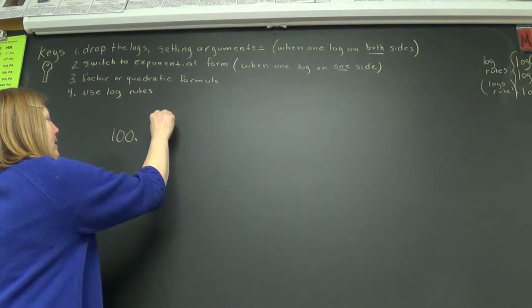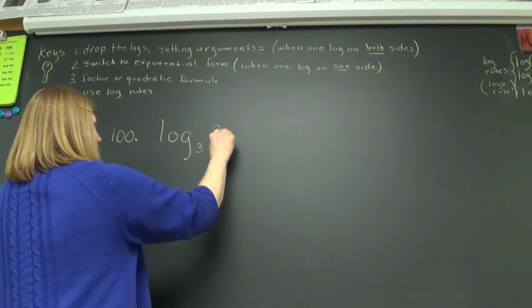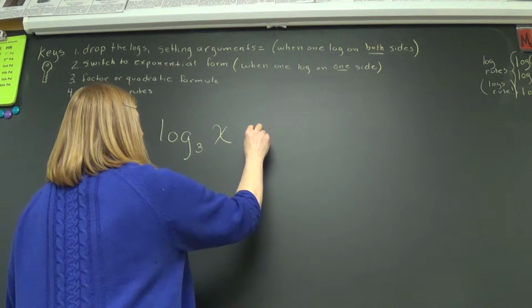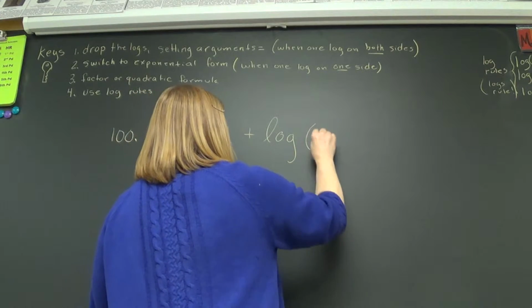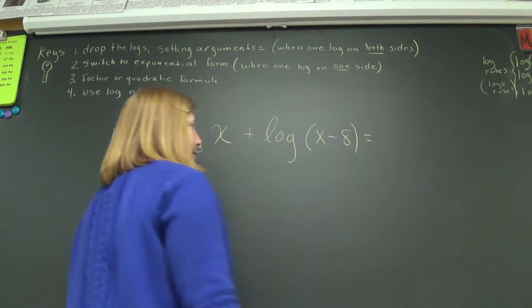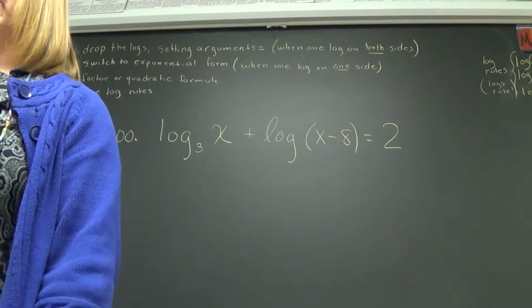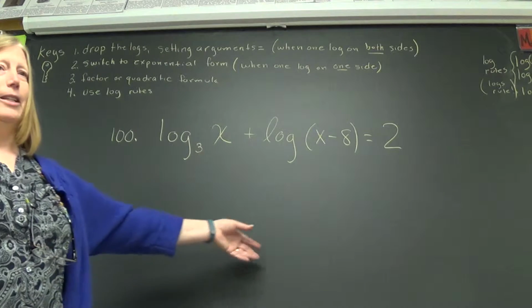Number 100 is log base 3 of x plus log base 3 of quantity x minus 8 equals 2. All right. We're just going to go over that one as a warm-up, but before I do, where is the argument? Allie, can you find an argument here?